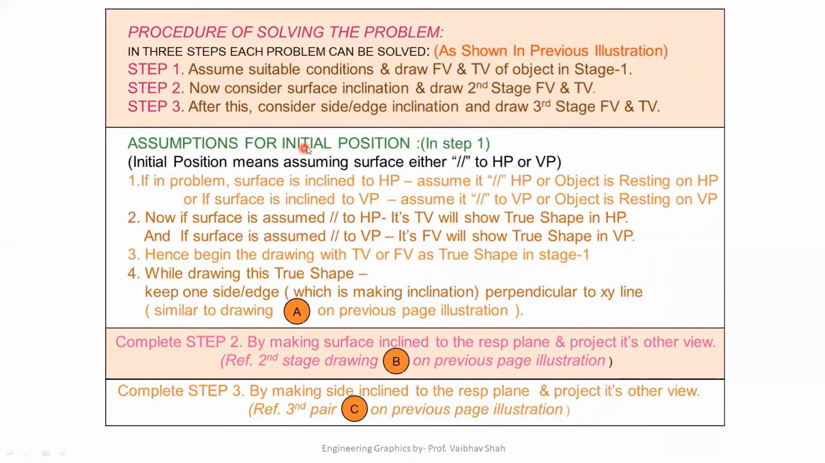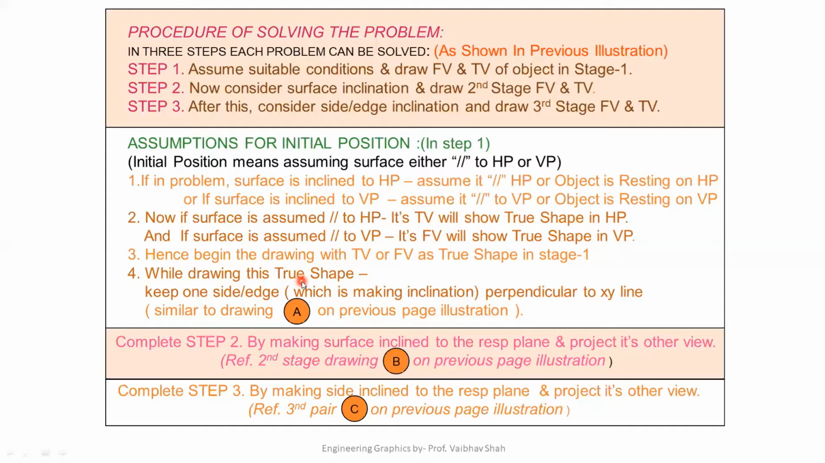Now, assumptions for the initial position in step 1. Initial position means assuming the surface either parallel to HP or parallel to VP. If in the problem the surface is inclined to HP, then it is assumed that the surface is parallel to HP, or the object is resting on HP itself. If the surface is inclined to VP, it is assumed that the object is parallel to VP, or resting on VP itself. If the surface is assumed parallel to HP, it is obvious that the top view will show the true shape in HP. And if the surface is assumed parallel to VP, it is obvious that the front view will show the true shape in VP. Hence, we begin our drawing with the top view or front view as the true shape in stage 1.